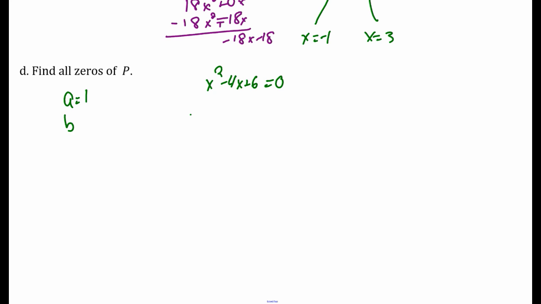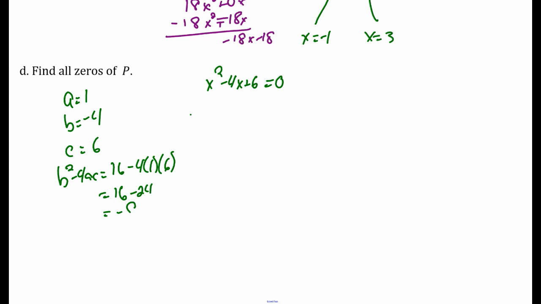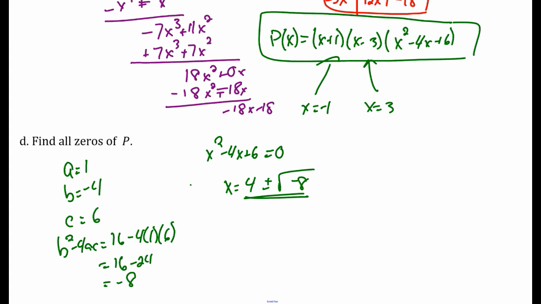A equals 1, B is negative 4, and C is 6. Our discriminant, b squared minus 4ac, is negative 4 squared is 16, minus 4 times 1 times 6. So I get 16 minus 24. I have a discriminant of negative 8, which verifies my belief that I have complex zeros here because my discriminant's negative. My zeros are x equals negative b, so 4, plus or minus the square root of negative 8 over 2a. 2 times a is 2.